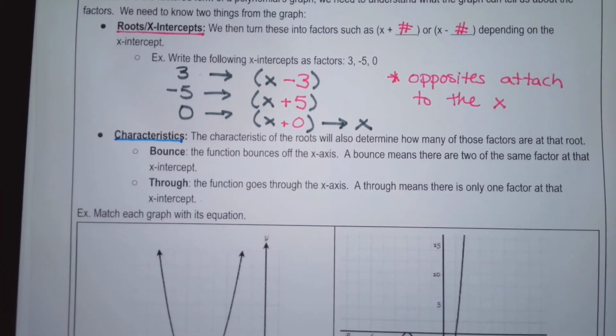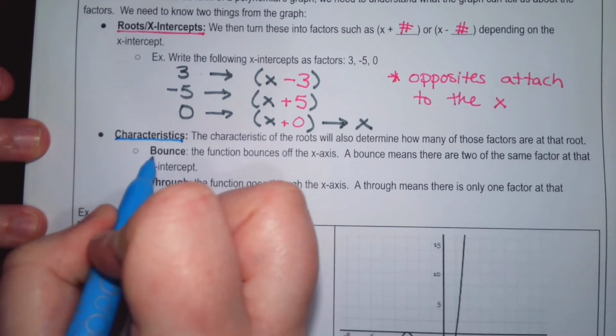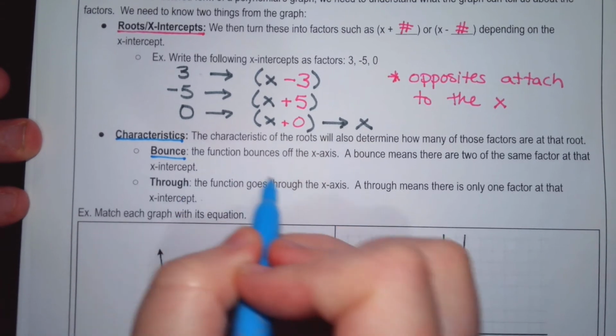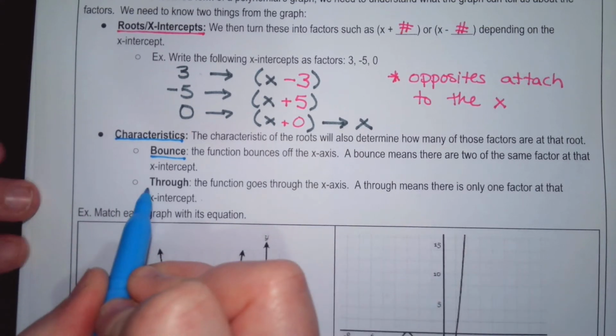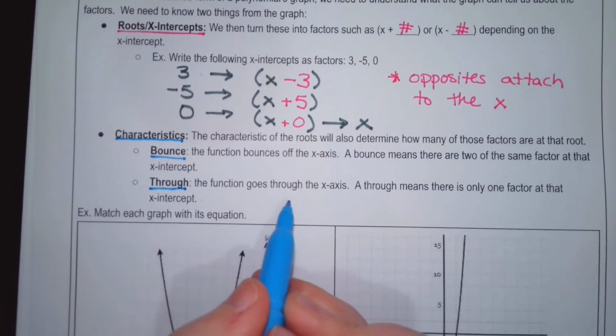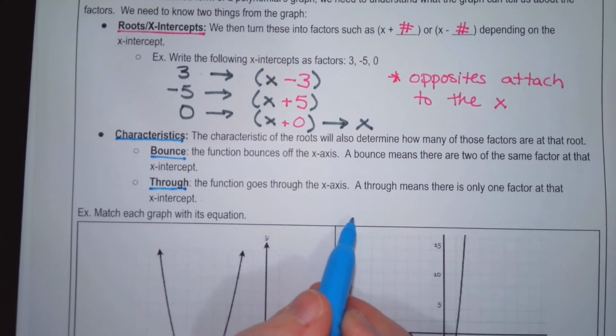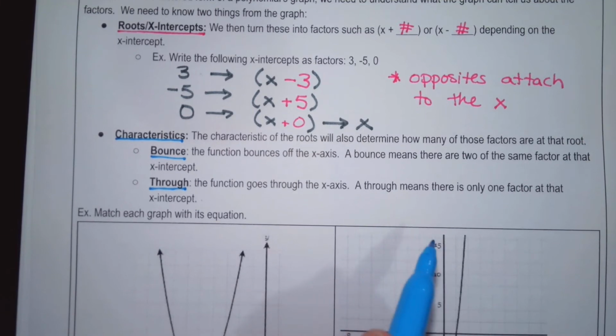The characteristic of the roots will also determine how many of those factors are at that root. So there are two characteristics you guys need to pay attention to. There is what we call the bounce. So this means that the function bounces off the x-axis. A bounce means there are two of the same factor at that x-intercept. And then we have what we call a through. The function goes through the x-axis. A through means there is only one factor at that x-intercept.